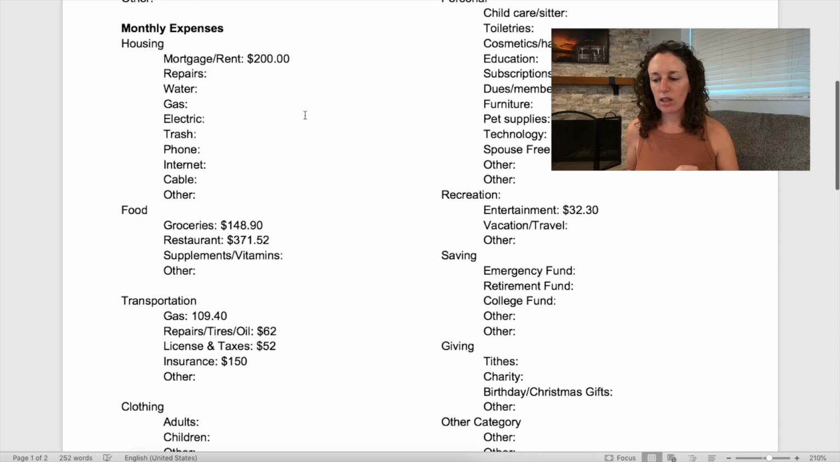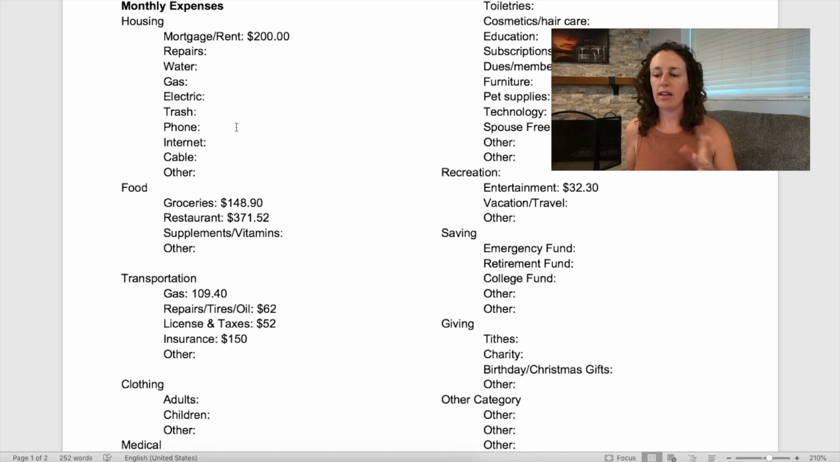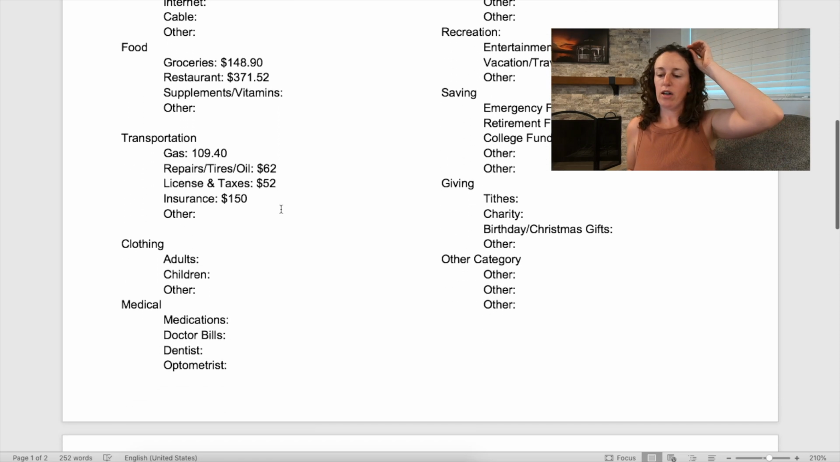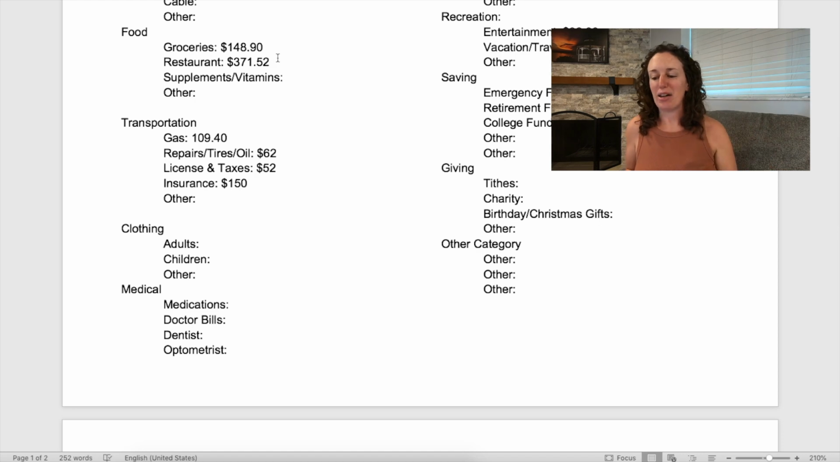Scroll down, didn't give us a whole lot of electric, trash, phone, internet. That's kind of what makes me think it's family. Moving on to groceries and restaurants. This is an interesting comparison, right? So this is very typical for my clients. They come in, restaurant, I would say like 90% of the time is more than groceries. I don't necessarily tell them, hey, these numbers should probably be flipped.